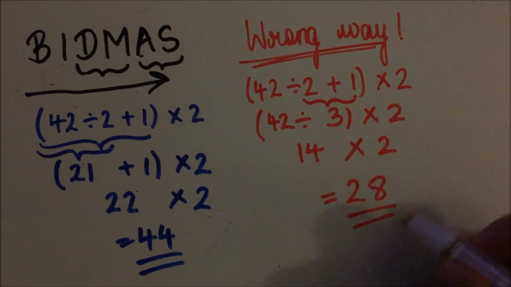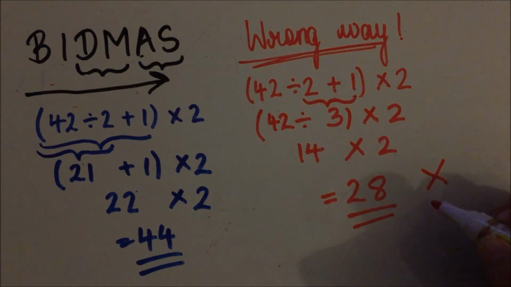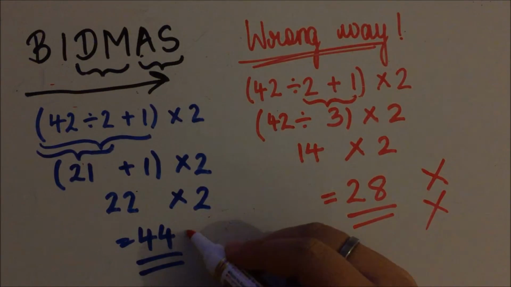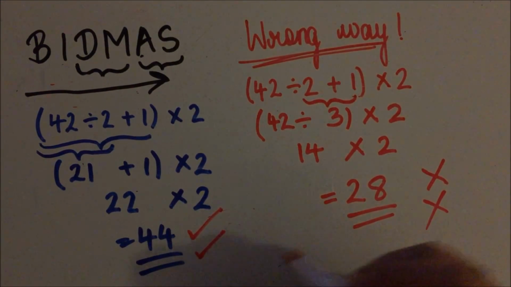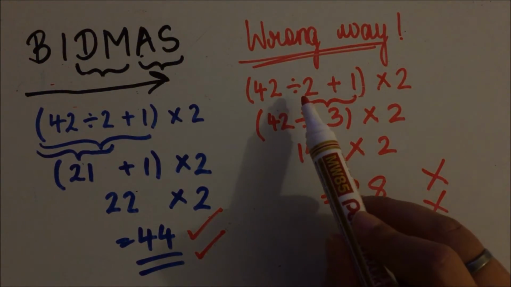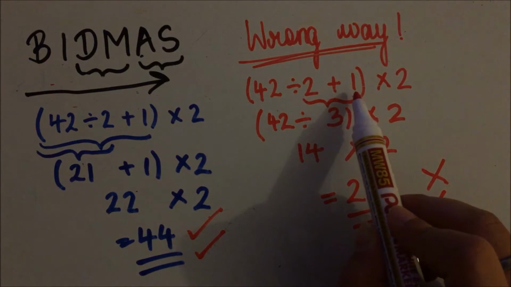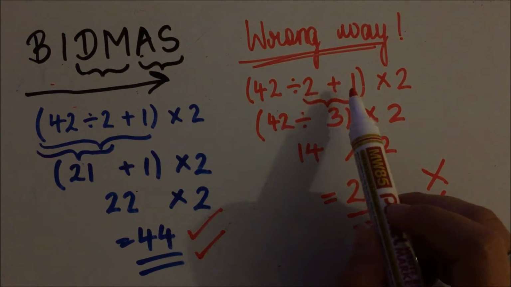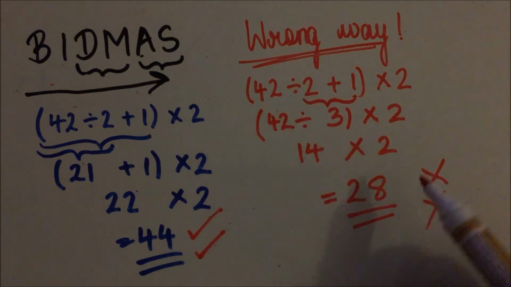But 28 is definitely the wrong answer, and it's 44. That's the right answer. But can you see that just because we added the 2 and the 1 first, we got to the wrong answer?